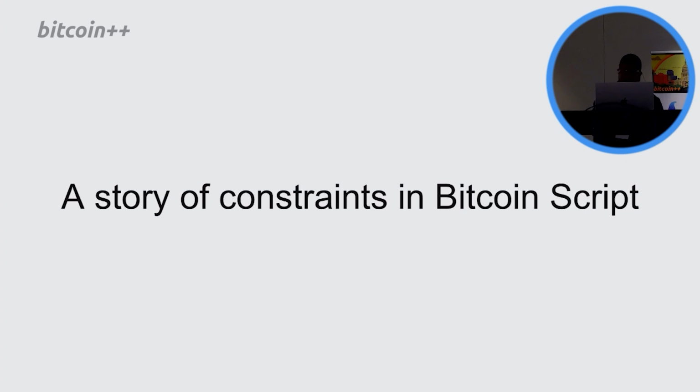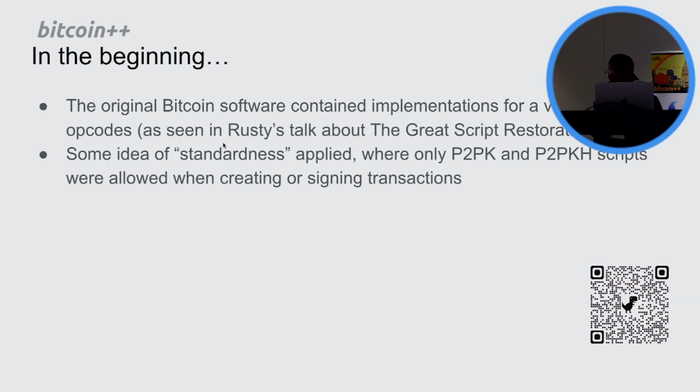So, a story of constraints in Bitcoin Script. Maybe this is kind of a mangled story. Type constraints resulted in safety, but in general, certain things have resulted in safety for Script. If you ever looked at the original Bitcoin source code, you will see that it contained implementations for a variety of opcodes, as seen in Rusty's talk about the Great Script Restoration Project. A lot of them were disabled, and he was talking about bringing some of them back. And there was some idea of standardness that applied, where only pay to public key and pay to public key hash scripts were allowed when creating or signing transactions.